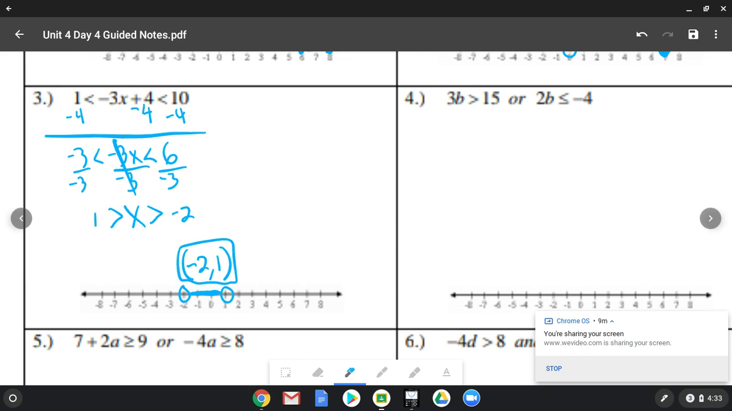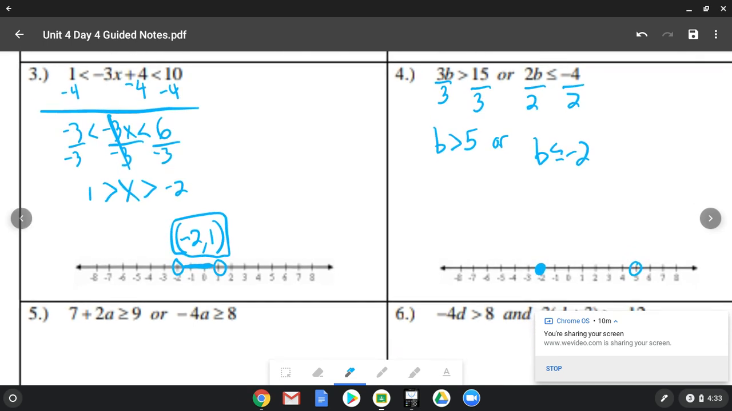And then number 4, to get the b's by itself, I'd have to divide by 3 on the left and divide by 2 on the right. So I get b is greater than 5, or because the word "or" is there, b is less than or equal to negative 2. So I go to negative 2, I put my closed circle. I go to 5, I put my open circle.